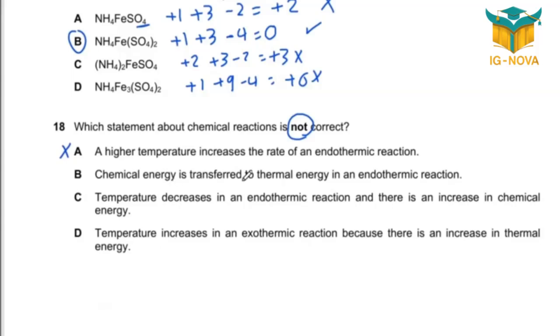Chemical energy is transferred into thermal energy in endothermic. This is the opposite. Why? Because in endothermic reaction, the thermal energy is trapped or stored as chemical energy. So this is our option. Because this is wrong. This statement is okay for the exothermic, not for endothermic.